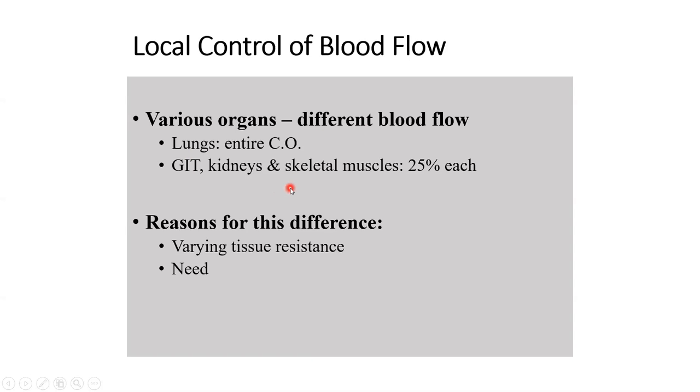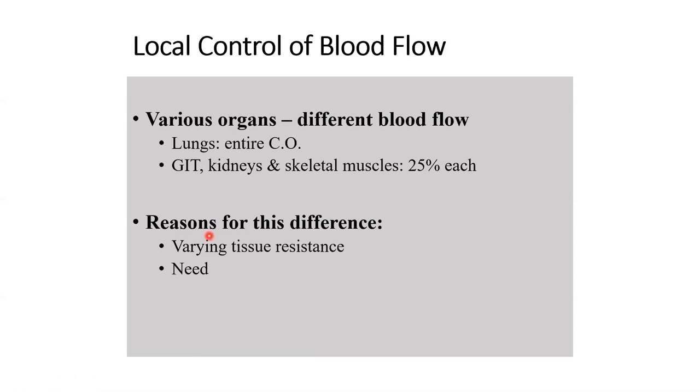So blood flow as an event, as a sequence, as a process, needs to be understood properly in the context of various organs. That's why the word local comes in, local blood flow. By local blood flow, we mean blood flow through organs locally.